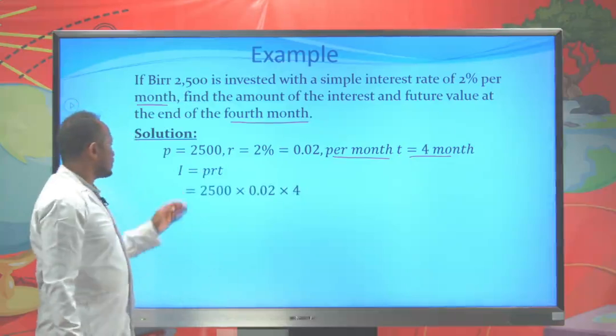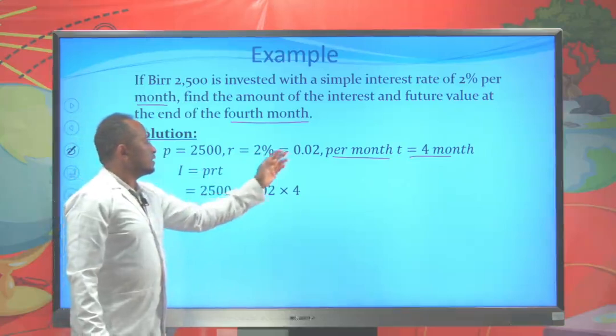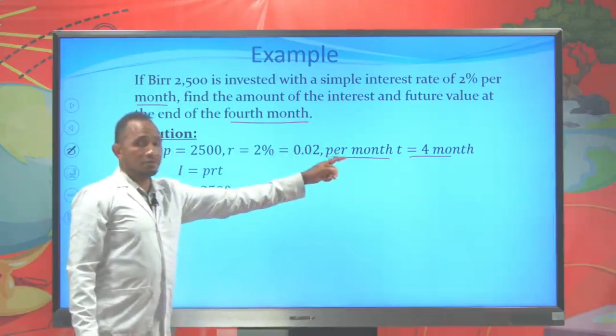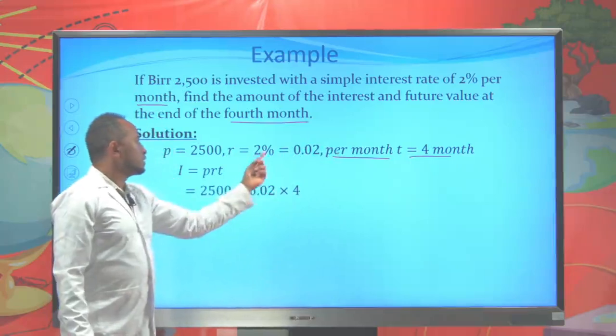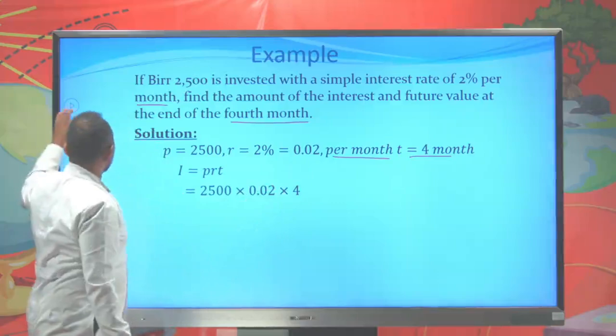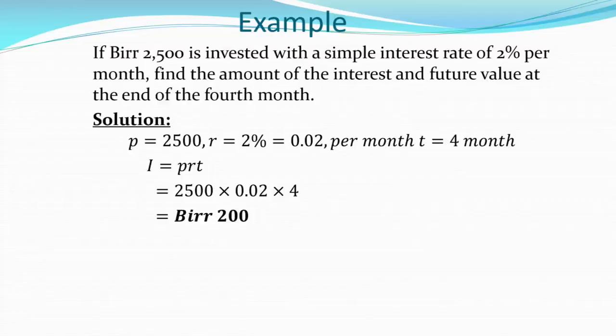It is equal to I is equal to P, 2,500. No need of converting this because interest rate is in months, the time is in months, so you can take it as it is. So 0.02 times 4. So you will have this result. So the interest will be 200 birr.